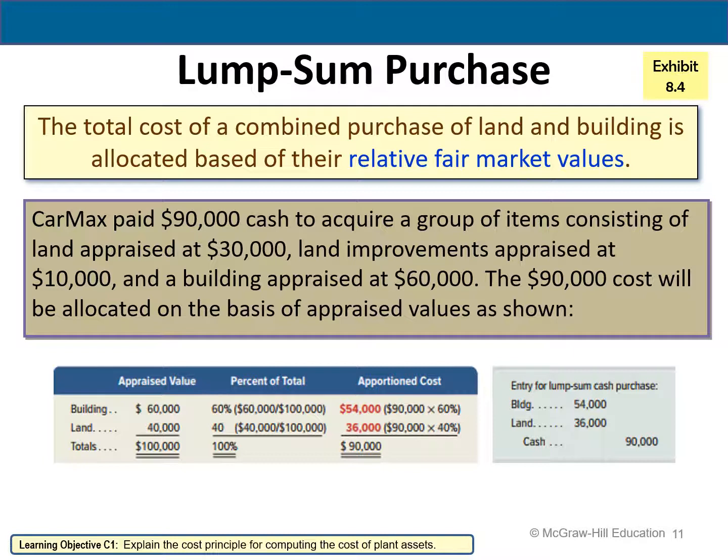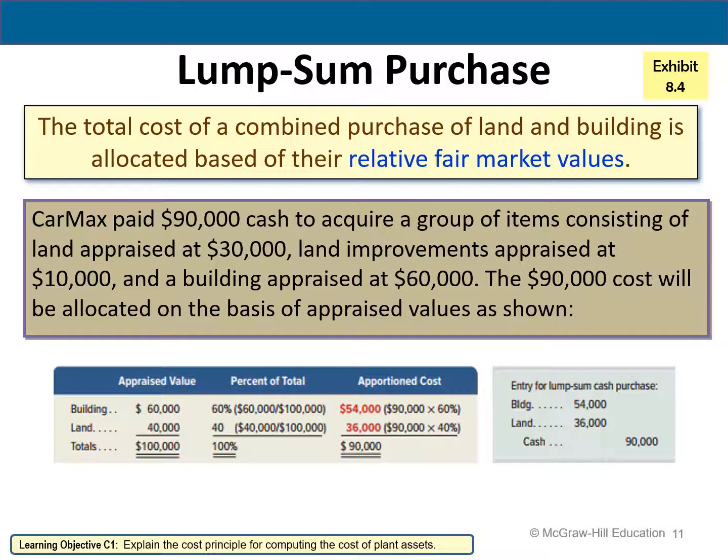Okay, so the total cost of a combined purchase of land and building is allocated based on their relative fair market values. So CarMax paid $90,000 cash to acquire a group of items consisting of land, improvements, and building. So the way that the $90,000 cost should be allocated is based on their relative fair market value. So if we know that the appraised value is 60 for building and a total of 40 for land, that's 30,000 of the land itself and 10,000 of improvements.